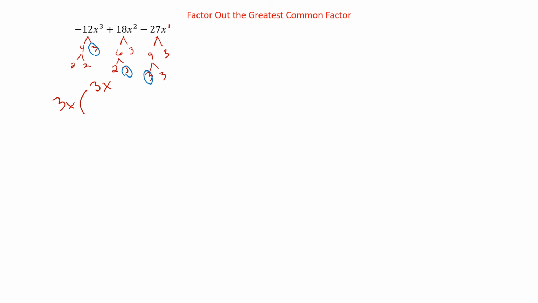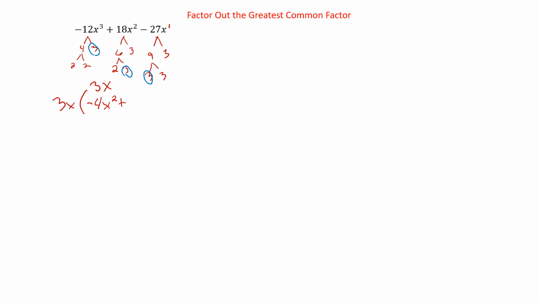So 3x times what equals negative 12x cubed? Well, 3 times what equals negative 12? That's negative 4. And then how many more x's do we need? We need an x squared, because x times x squared gives us that x cubed.